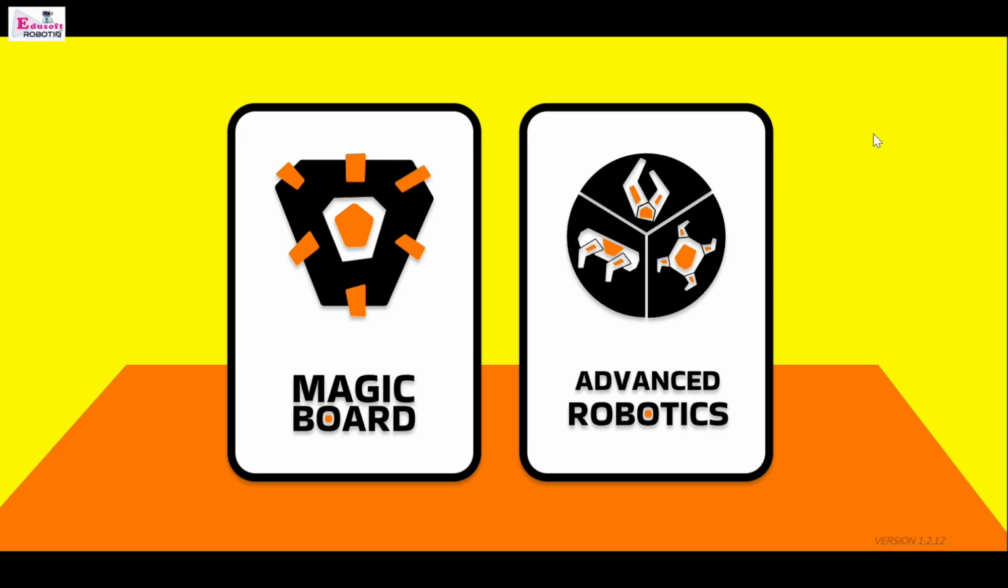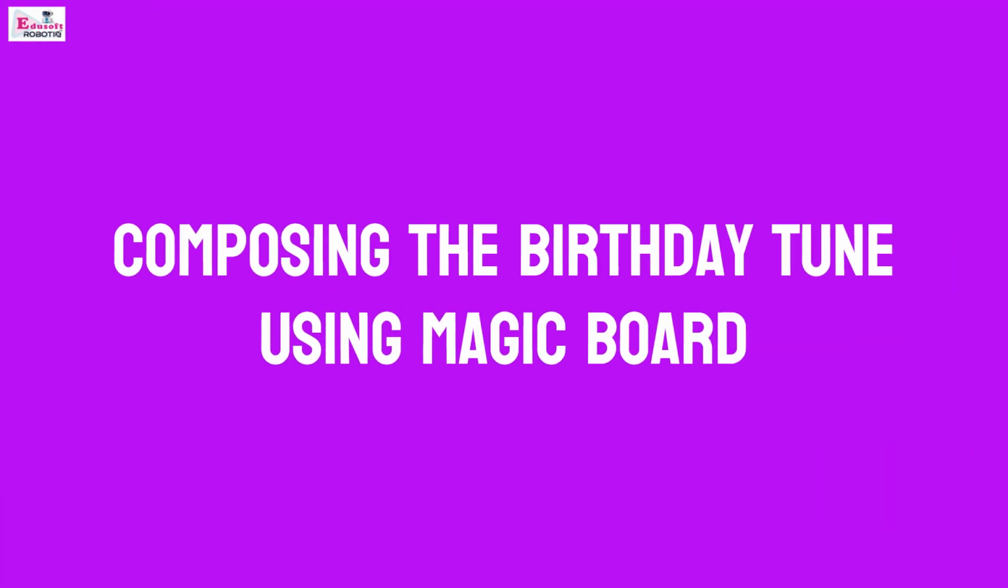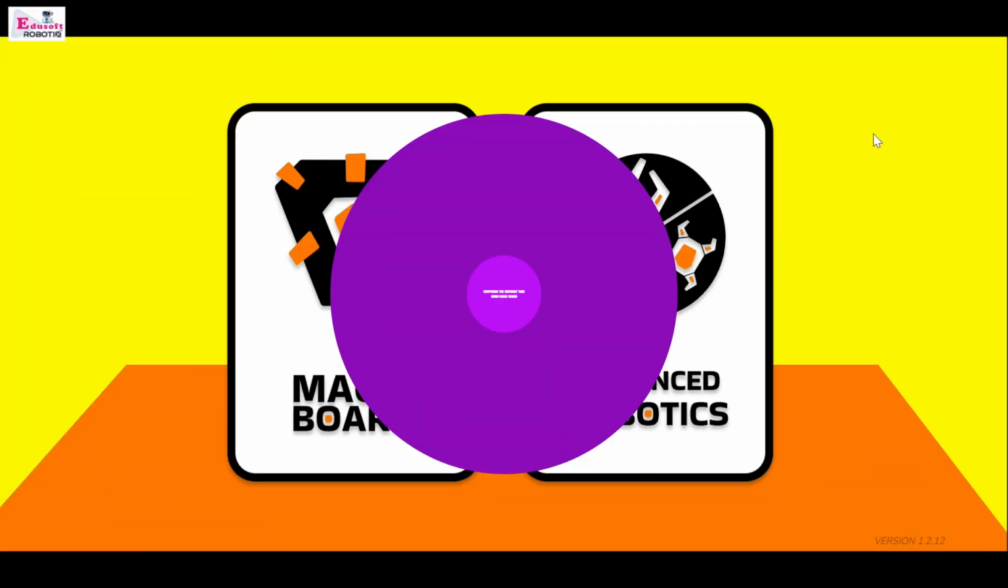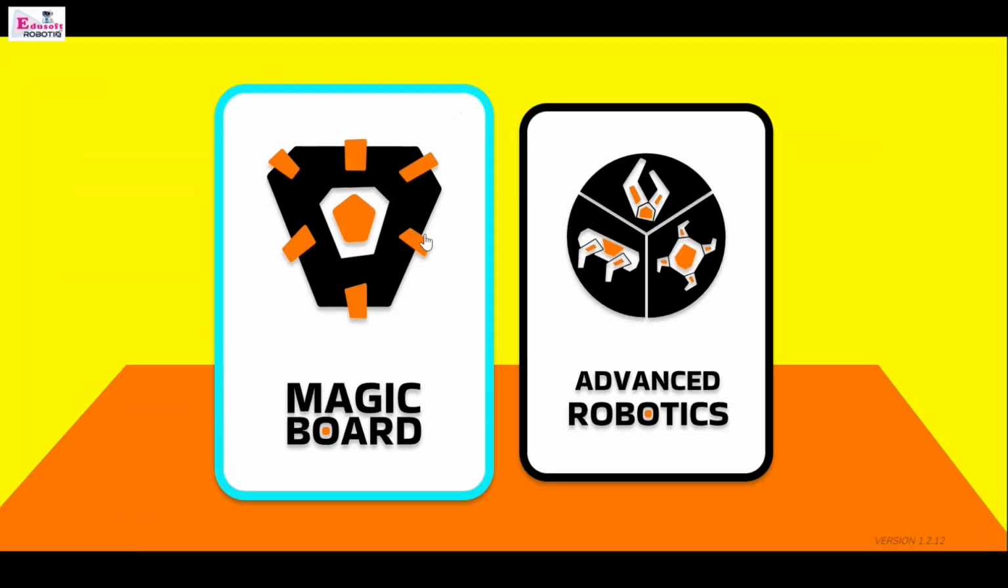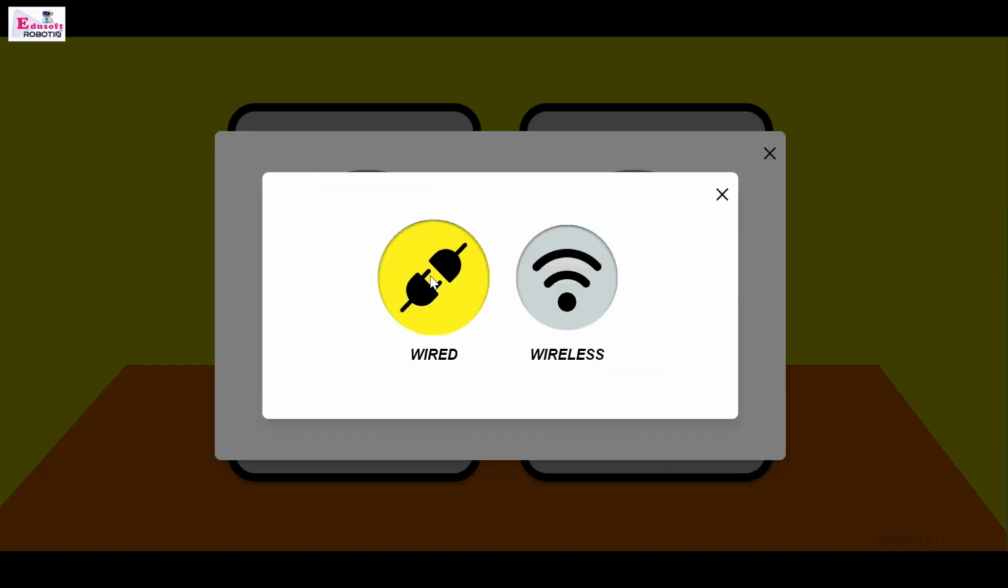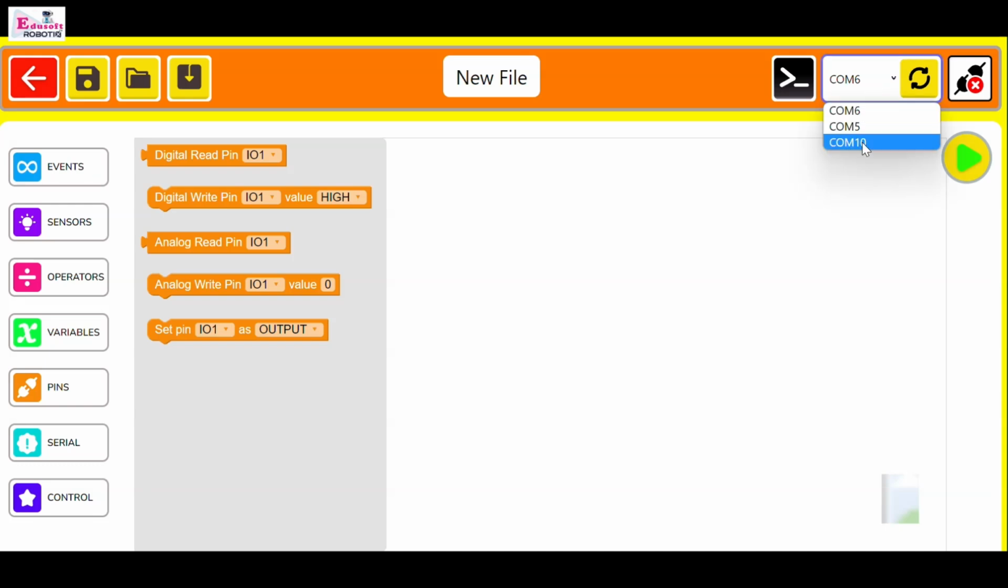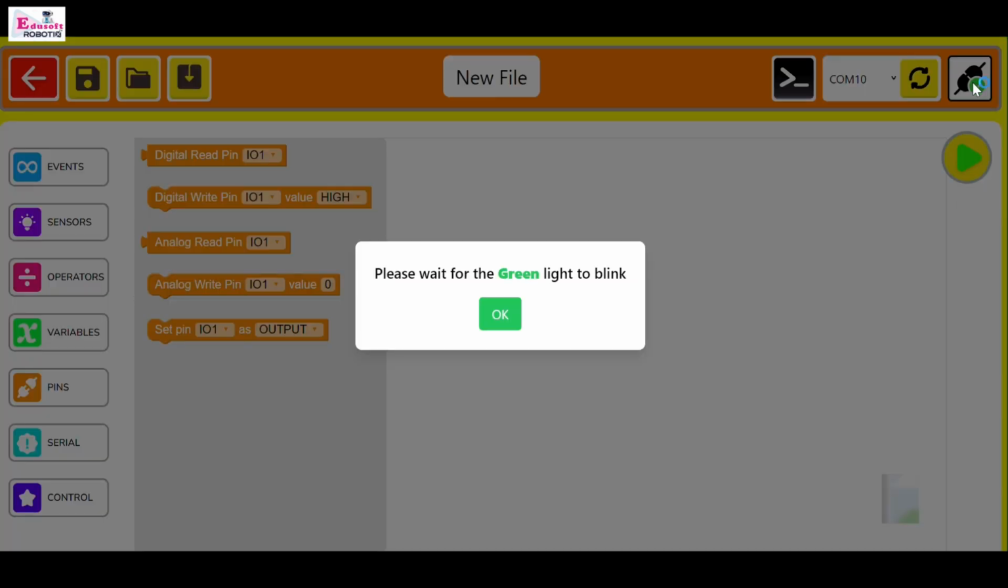Hello, students. Welcome to Edusoft Robotics. In this tutorial, we are going to compose the birthday tune using Magic Board. So, let's get started. Step 1. Open the Magic Board coding app and connect the Magic Board using a Type-C cable.